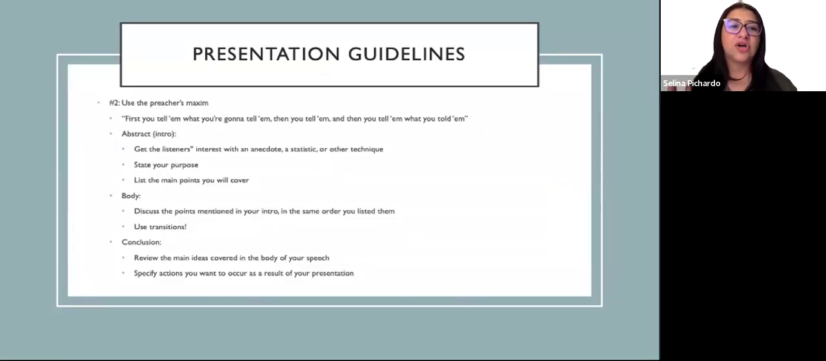Number two is called use the preacher's maxim. This is how you talk or how you build your presentation. The idea is first you tell them what you're going to tell them, then you tell them, and then you tell them what you told them. Pretty much is you're going to, in the beginning, introduce yourself, introduce your topic, introduce the proposal, whatever the case it is. You're going to get your listeners' attention with something, a story, a statistic, maybe another technique like a rhetorical question. We'll get to that later as well.